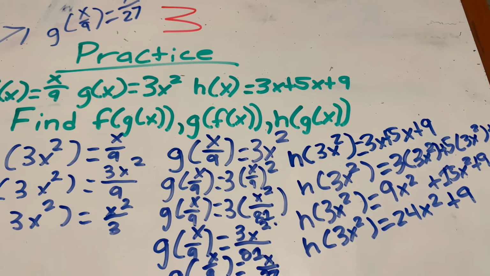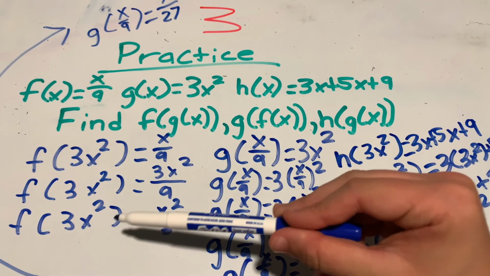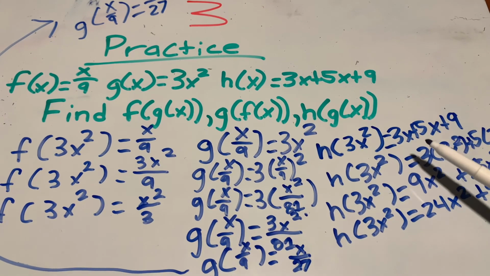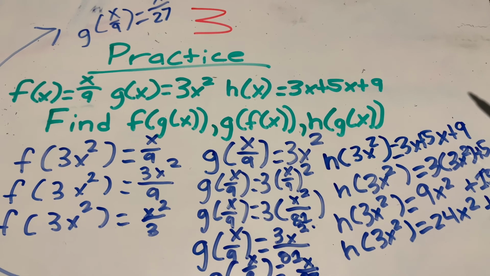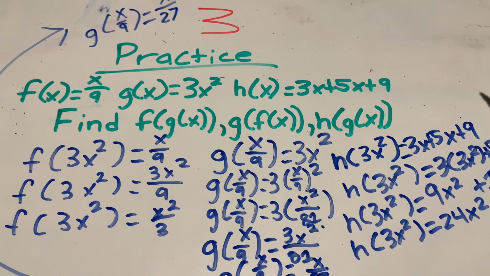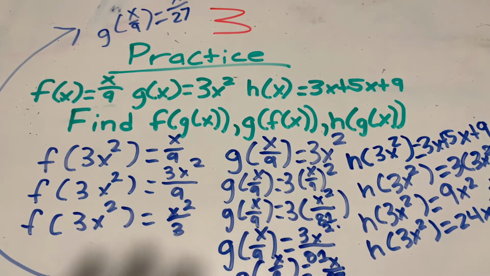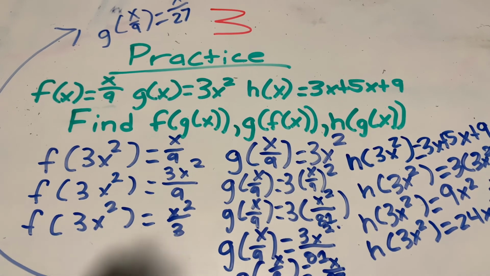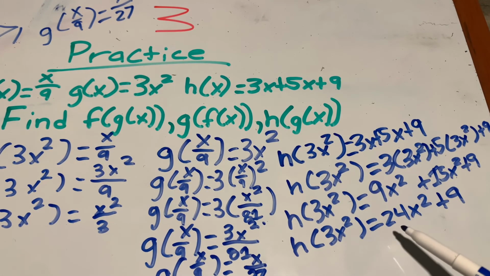So, for our final answers, we got f of g of x equals x squared divided by 3. Then g of f of x gives us x squared divided by 27, as you can see up here. And then lastly, h of g of x equals 24x squared plus 9.